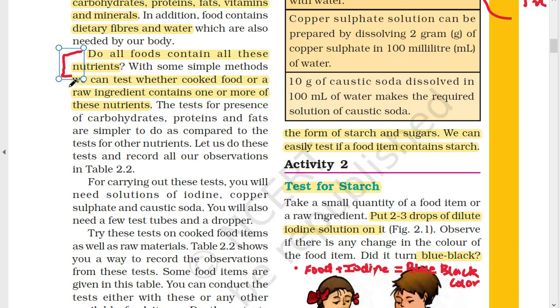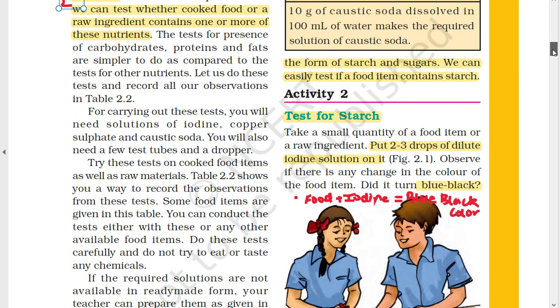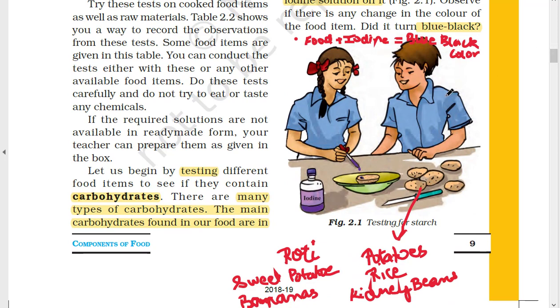Okay, so one component, if it is dominant, that means it will be called by that name. For example, I just told you that potatoes and rice are carbohydrate rich foods. It doesn't mean that they do not contain proteins or fats, but it's just that the carbohydrates are more dominant in that. Okay, so let's see the first test, that is for the carbohydrates.